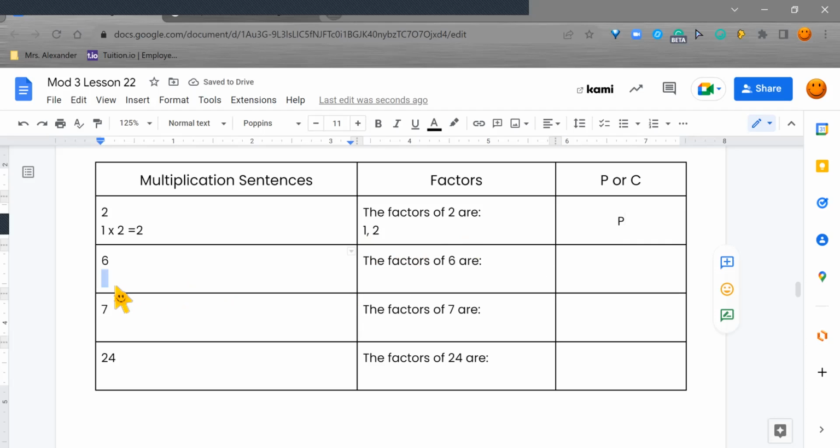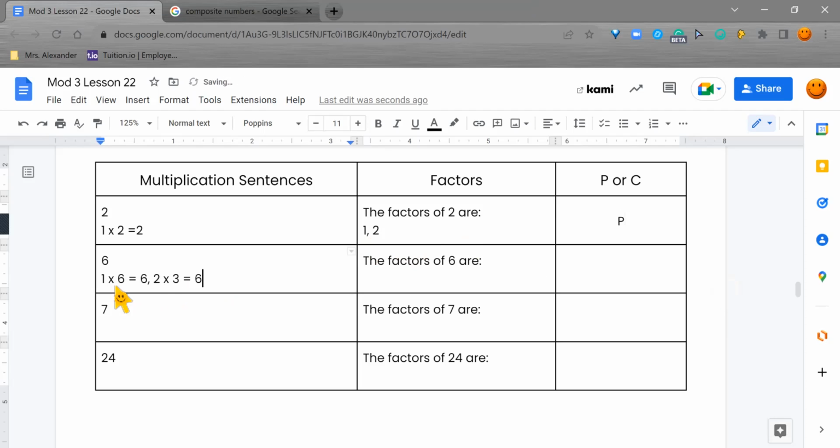So let's look at 6. I always start off with 1. 1 times 6 equals 6. And can 2 go into 6? Yes, 2 times 3 equals 6. So now I need to write my factors down. We go 1, 2, 3, and then 6. Because I have more than just 1 and itself, we know that this number is composite.